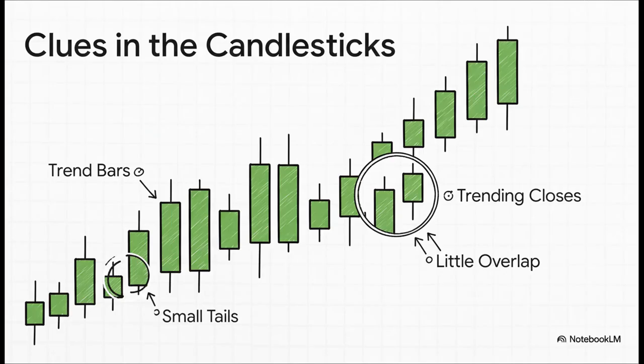In a really healthy trend, you're going to see these specific clues. First, most of the individual bars are trend bars, meaning they close decisively in the direction of the trend. No messing around. You'll also see three, four, maybe more bars in a row, all closing higher and higher in an uptrend. There's also very little overlap between the bodies of these bars. They look like they're marching confidently in one direction. And finally, you'll see small tails or wicks on the candles. That shows strong conviction. It means there isn't a lot of pushback coming from the other side.